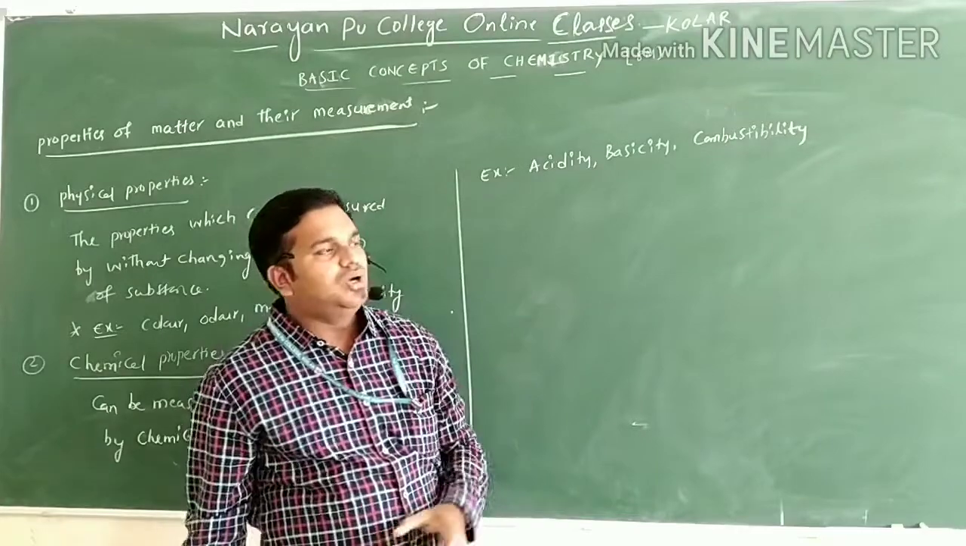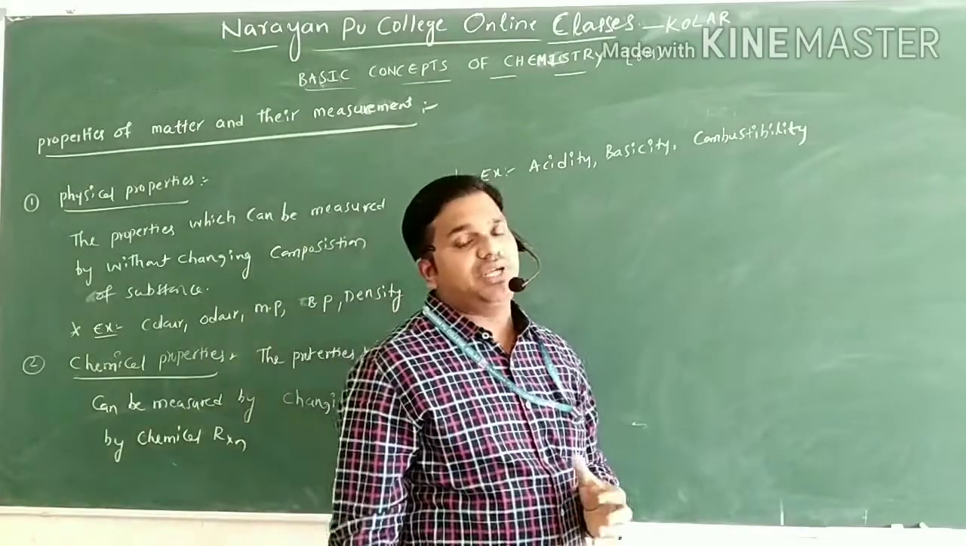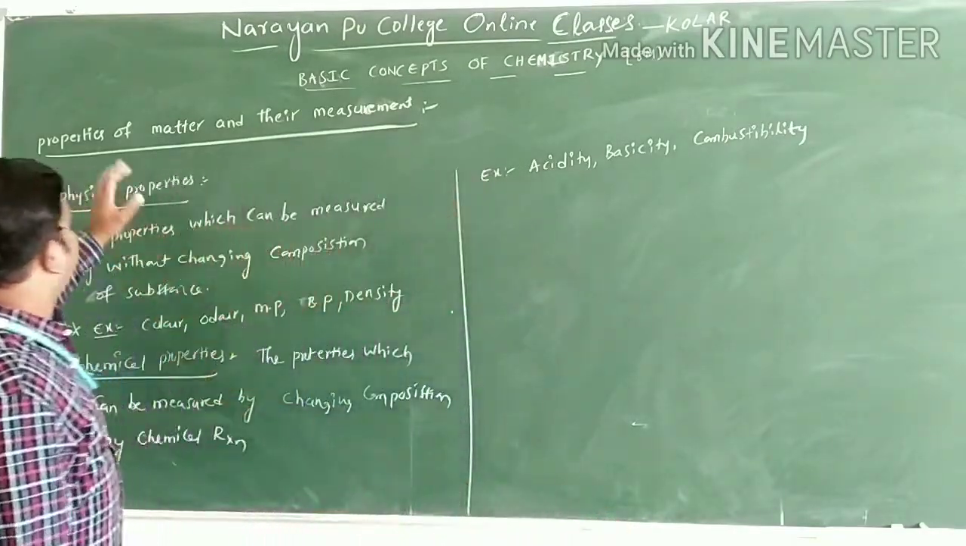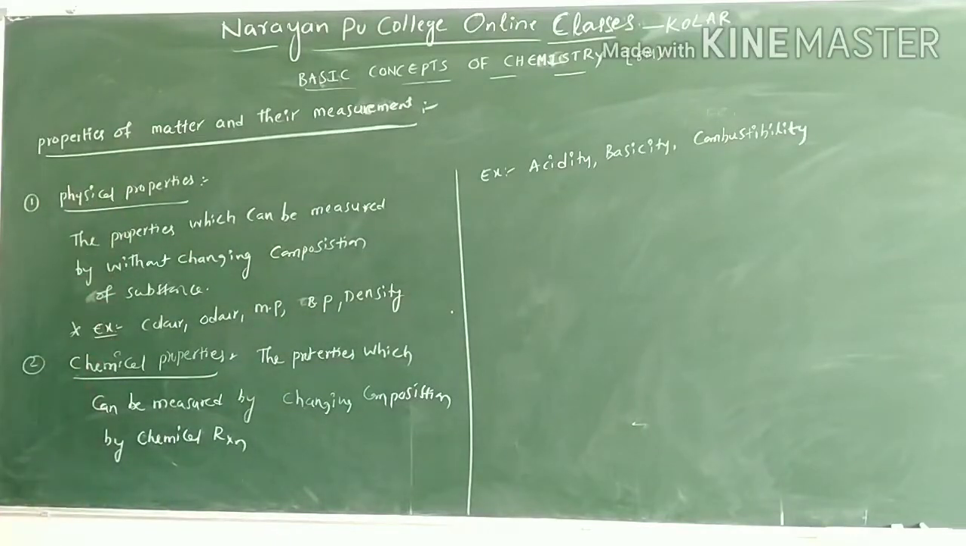Suppose we want to do, what are the changes in the physical properties? Okay, so these are the properties of matter. One is physical properties and one is what? Chemical properties.